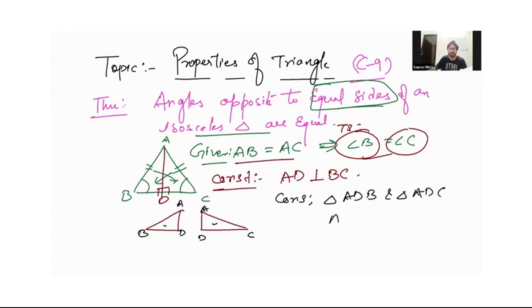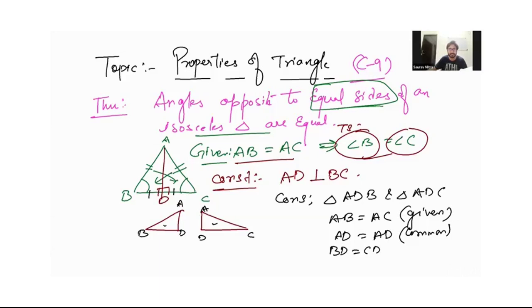It is given that AB is equal to AC. AD equals AD, it is common. Also, BD is equal to CD. This is also equal. Why? Since we have drawn the perpendicular bisector.